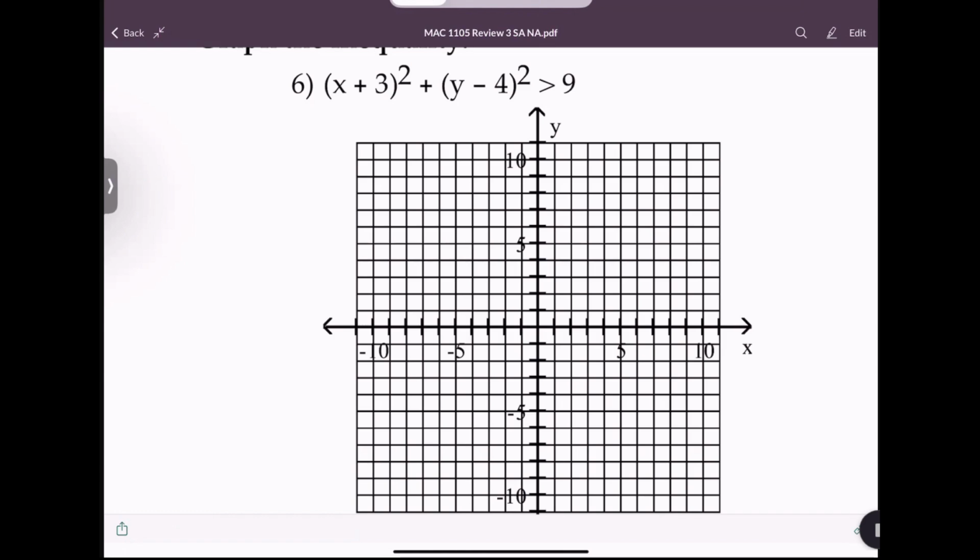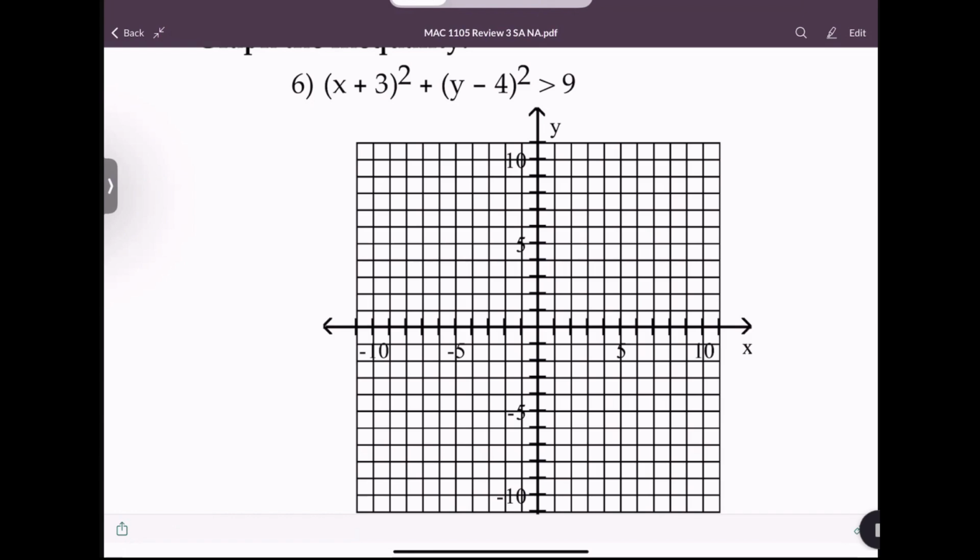All right, so where's the center? Negative 3, 4. Okay, negative 3, 4. 1, 2, 3, 4. What's my radius? 3. So right 3, left 3, up 3, down 3. So hold on. Okay, there's my circle, yes?